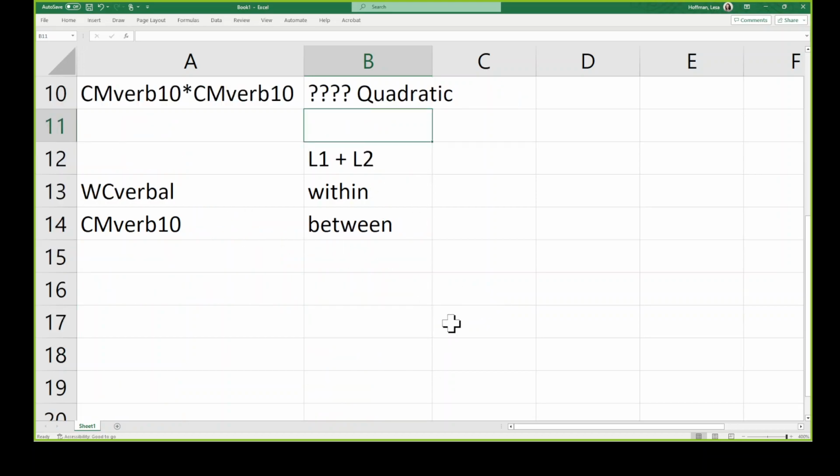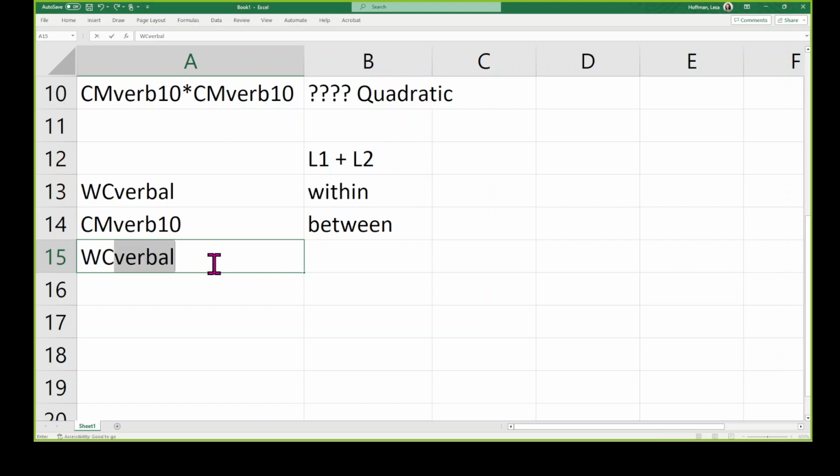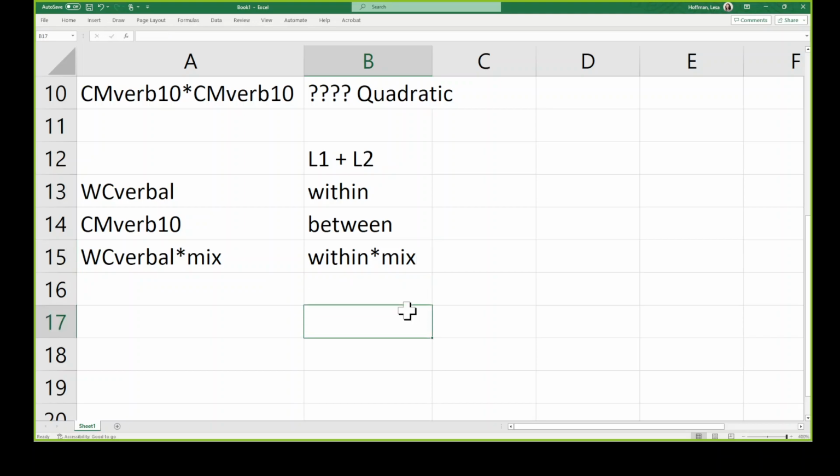What if I did it this way instead? This is the way that I think is generally easier to keep track of. So let's say that I did within verbal here by mixed grade. Is that smushed or is it okay? It's okay, because it's just within. Yep, this is just within by mixed. How much does the within effect depend on whether your school uses mixed grades?